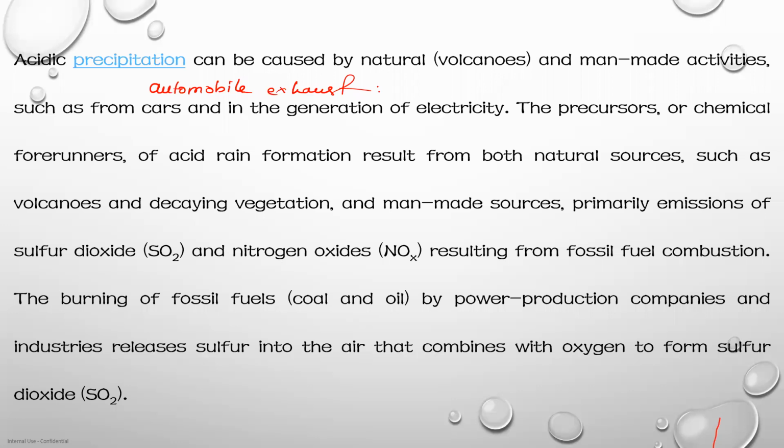Primarily emissions of sulfur dioxide and nitrogen oxides resulting from fossil fuel combustion. The burning of fossil fuels like coal and petroleum, very, very important point to be noted. The burning of fossil fuels, that is coal and oil, by power production companies and industries, releases sulfur into air that combines with oxygen to form sulfur dioxide. Very, very important line. Please note this. The burning of fossil fuels creates this menace.